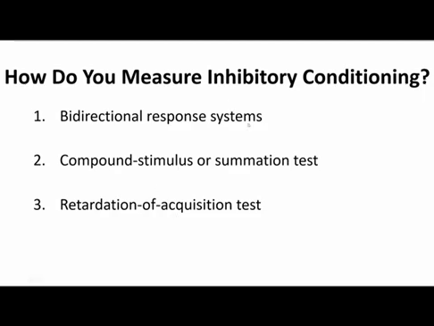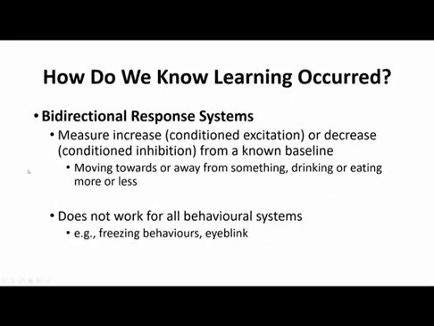For inhibitory conditioning, we have three distinct measures that we can talk about. We have bidirectional response systems, compound stimulus or summation tests, and retardation of acquisition tests. And we're going to talk about each of these very quickly.